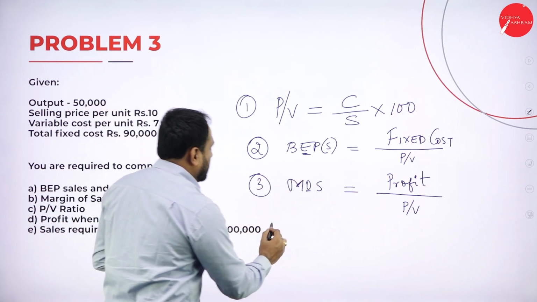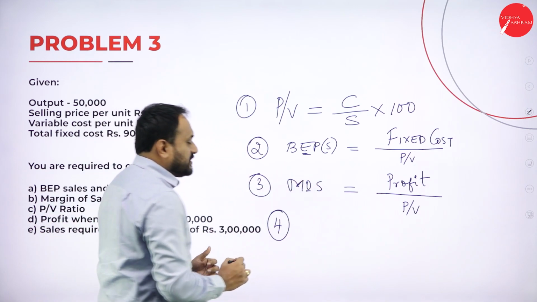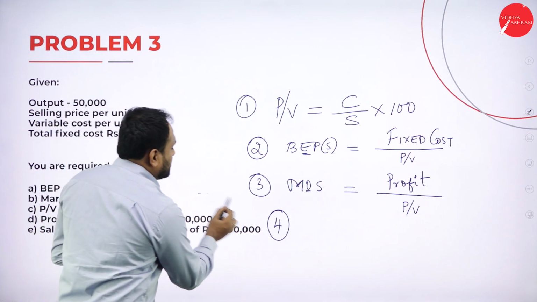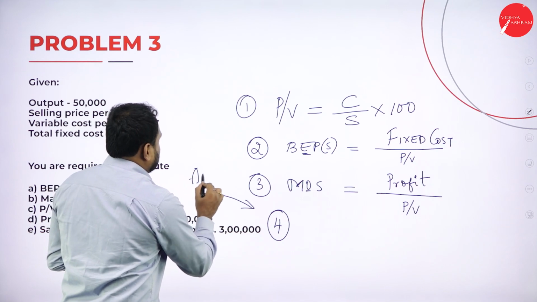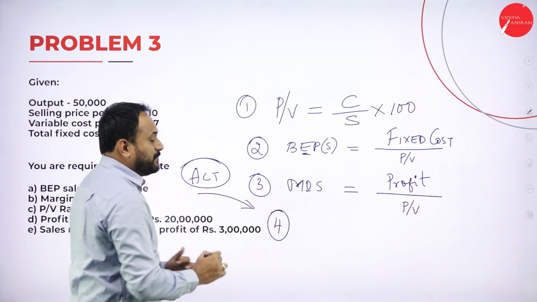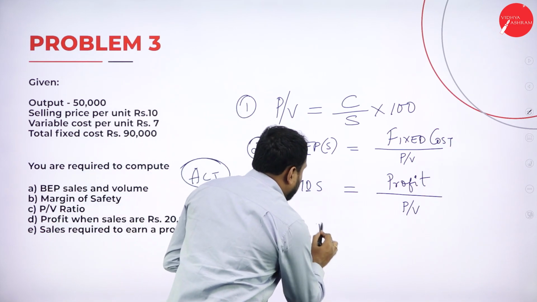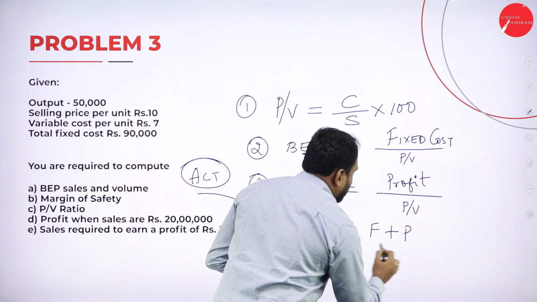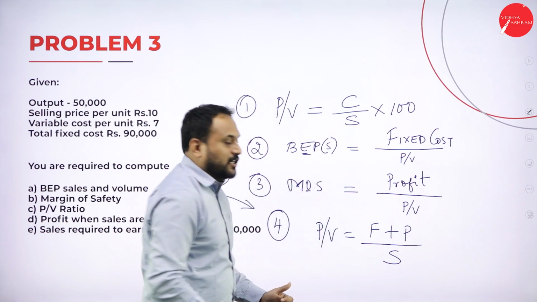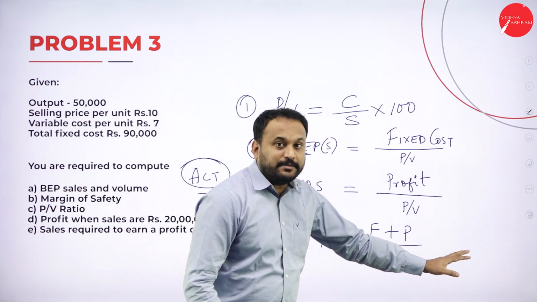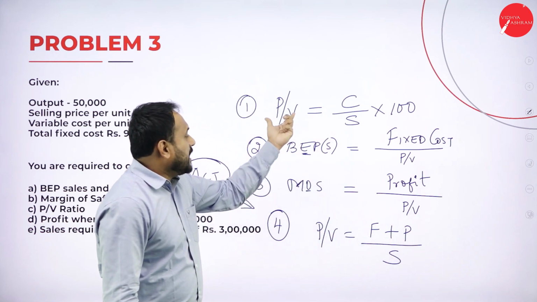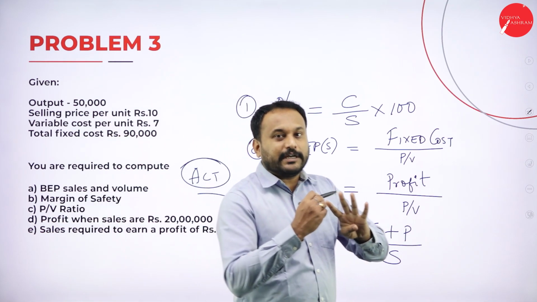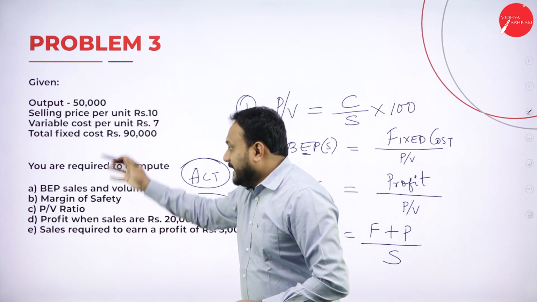Now the fourth one. This is called the Abhilash Chandra trick, the formula which I always say, the Abhilash Chandra tricks to remember everything. That is PV is equal to F plus P divided by S. Now we will not multiply with 100 because we have already found our PV. So only these 4 formulas, if you apply, we can solve the entire problem.